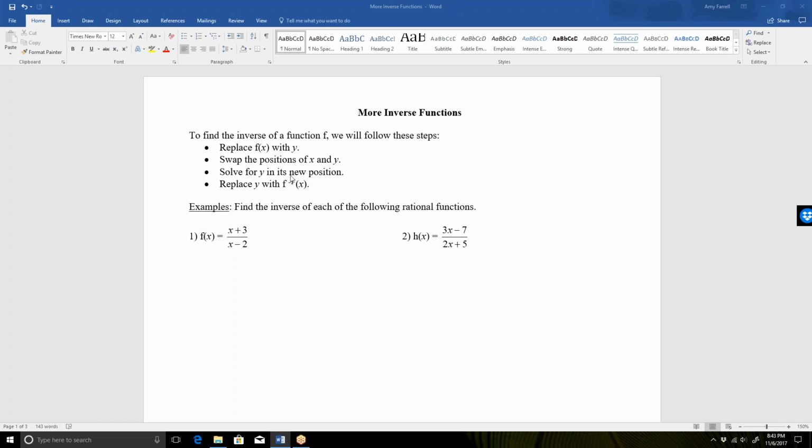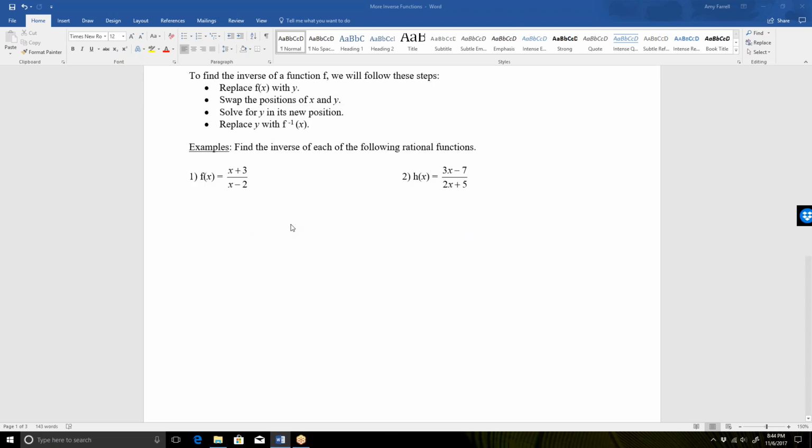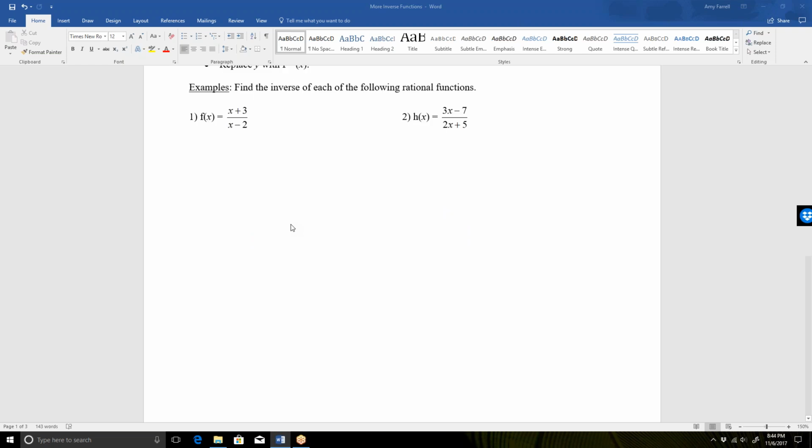So our set of steps is the same as in the previous video. We're going to replace f of x with y, or h of x, or whatever variable they use. And then we're going to swap the positions of x and y. We're going to solve for y in its new position, and then we're going to replace our y with f inverse of x, or h inverse of x, or g inverse of x. Okay, so let's take a look here.